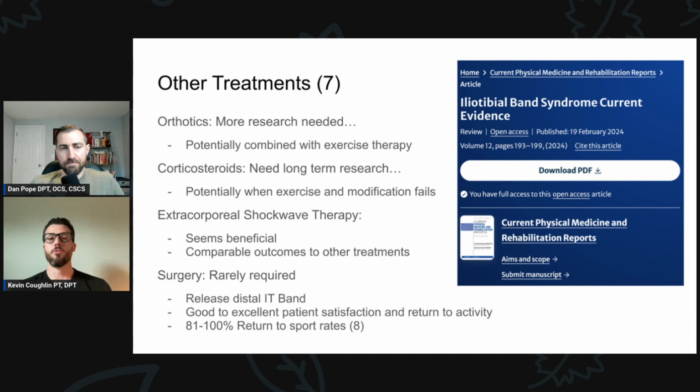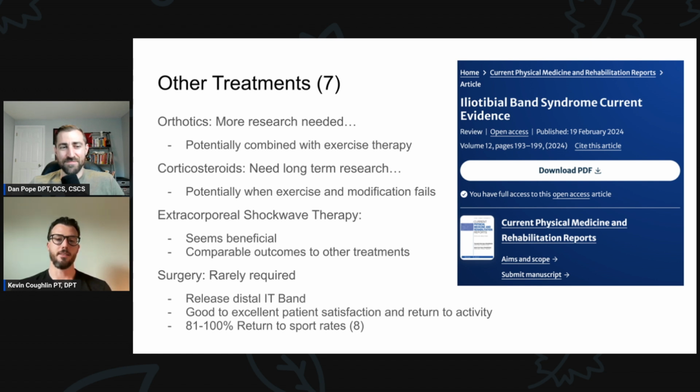Corticosteroids, we need more long-term research, but potentially when exercise and modification fail and you're just not getting the results you want, this is something you could potentially try. For shockwave therapy, I think more and more research is looking at this for different types of tendon problems. It does seem like it could provide some benefit. It has some comparable outcomes to other treatments. We're a little spoiled where we work. We have a ton of time with patients and we can use this machine whenever. So if you are in that situation, why not do it? Kind of throw the kitchen sink at it.